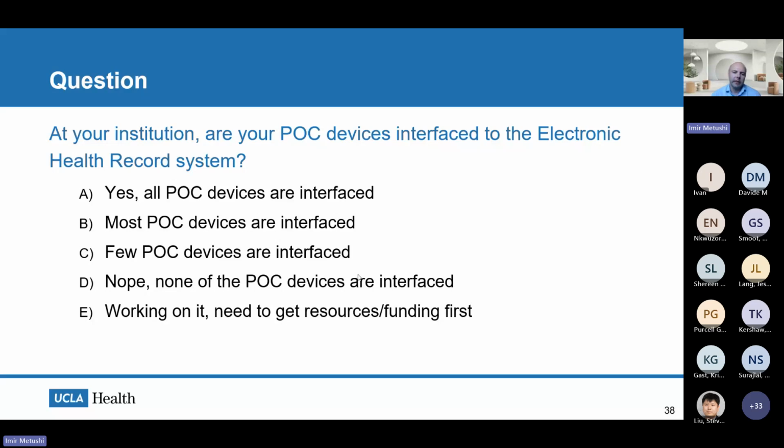A: Yes, it's all interfaced for every single thing. B: It's mostly interfaced. C: Few of them are interfaced. D: None of them are interfaced. E: We're working on it. We need to get some more resources first.